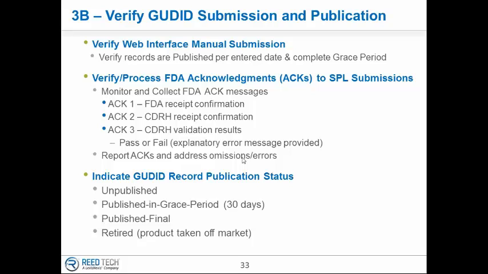Now you can indicate your GUDID record published status. As mentioned, when you submit and your DI published date has yet to hit, you'll be unpublished. But once your DI published date occurs, you'll be in the grace period for 30 days. Once that's done, you're final published. You're in the public domain with your record. There are some things that can be done through the submissions interface to retire a product if it's being taken off market.